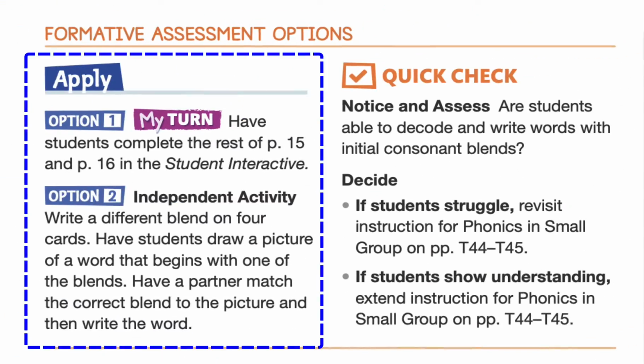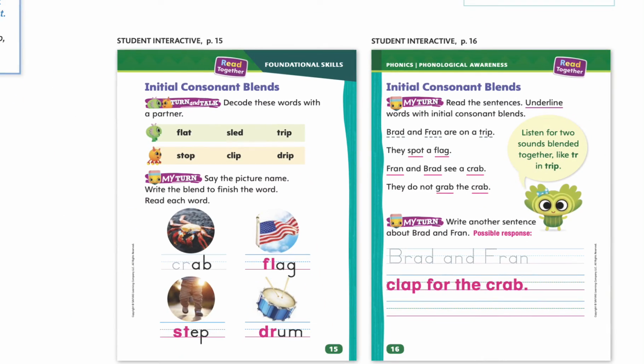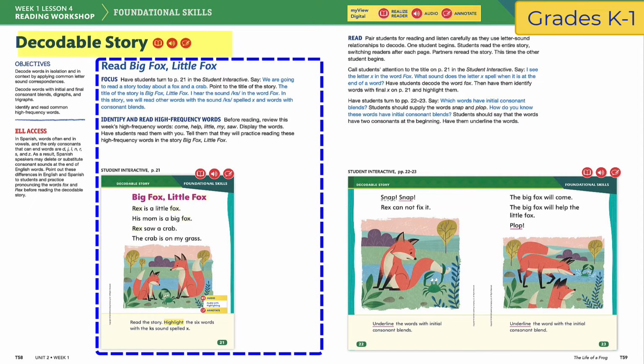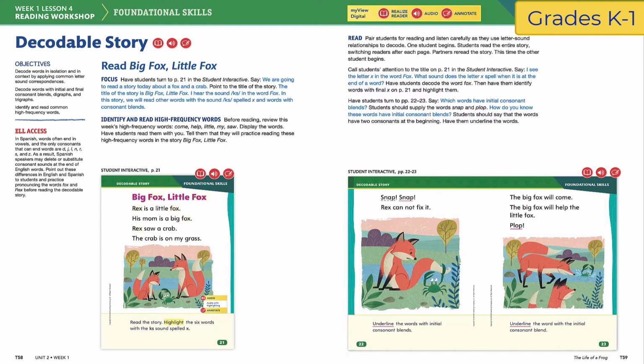Apply options are directly tied to the 4 domains of literacy. The quick check if-then suggestions help you drive small group and independent practice. The write-in student interactive pages are shown in the Teacher's Edition with answers provided. In grades K through 1, a decodable story focuses on the application of the phonics skill and high-frequency words of the week. Teachers have an opportunity to observe students' fluency skills as they partner and practice reading aloud.